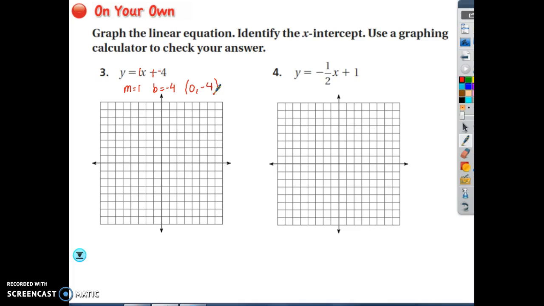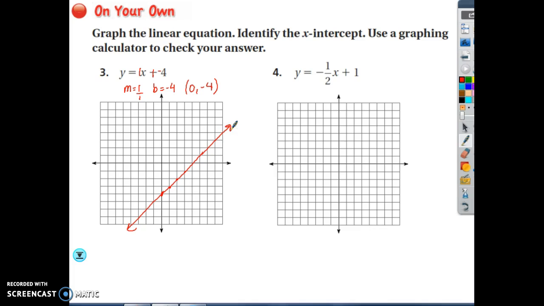So on my graph, I plot my b value, and then from there, I need to graph my slope. Slope is a fraction with a denominator of 1, since there's no denominator explicitly shown. So from my y-intercept, I count up 1 to the right 1, up 1 to the right 1, up 1 to the right 1, and my graph looks something like this when I am done.